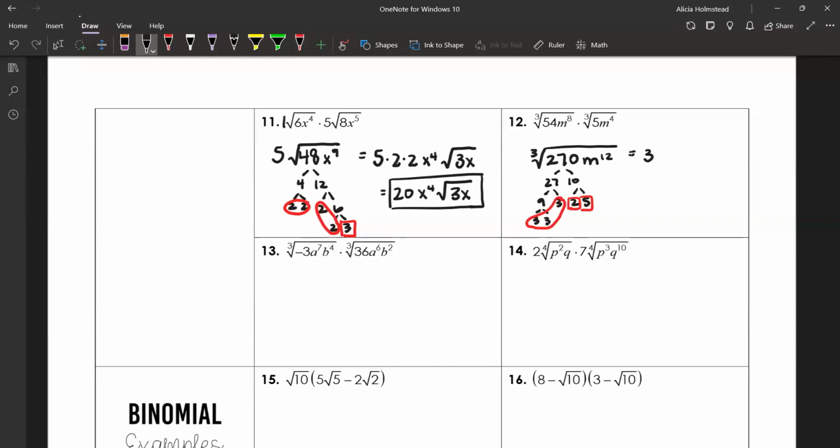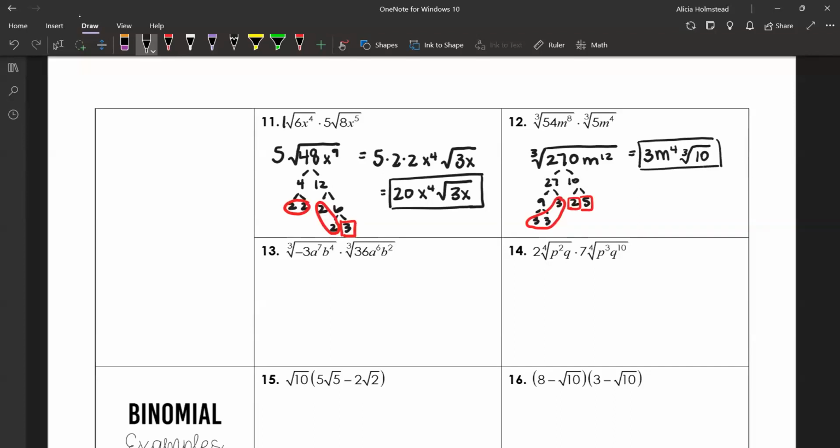And then I'm also going to look at the variables. There's 12 m's, and we're looking for groups of 3. That would be 4 groups of 3. So we can pull out 4 m's. And then left over inside of our cube root, we have 2 times 5, which is 10. So that would be the most simplified form of that multiplication.